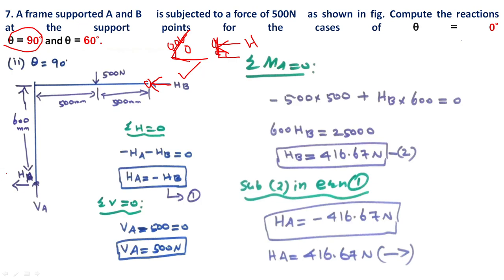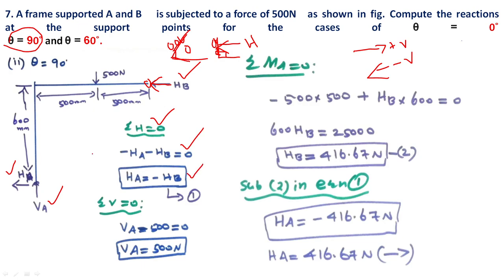So point A is similar, with HA and VA. Only point B changes. Sum of horizontal forces equal to 0. The horizontal forces are HA and HB. Forward force is positive, backward force is negative. Both are backward forces, so minus HA minus HB is equal to 0. HA is equal to minus HB, equation 1.